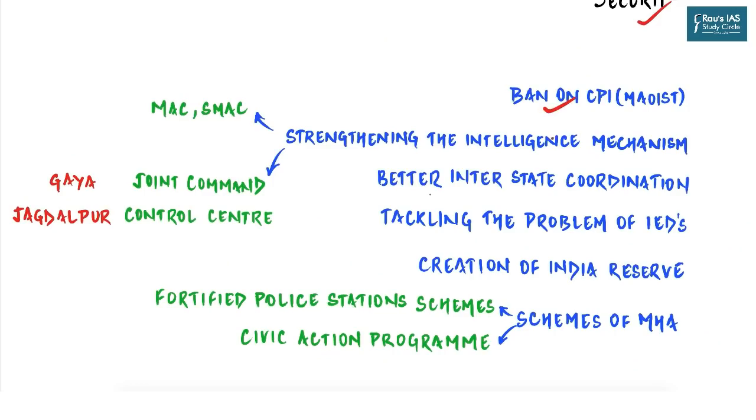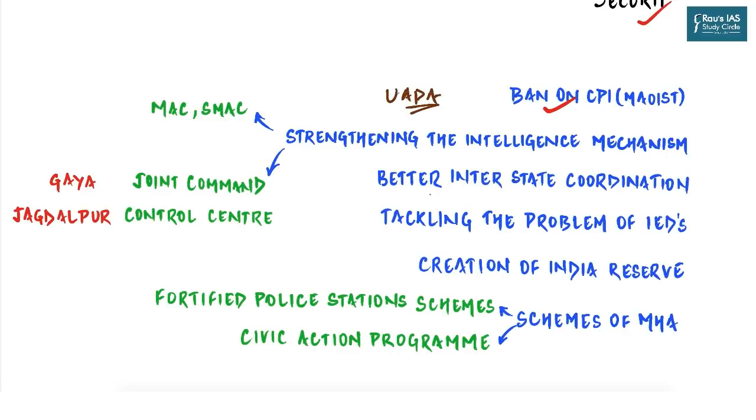First and foremost, outlawing the CPI Maoist, which is the major left-wing extremist organization responsible for most incidents of violence and casualties. And it has been included in the schedule of terrorist organizations along with all its formations and front organizations under the existing Unlawful Activities Prevention Act 1967 or UAPA.